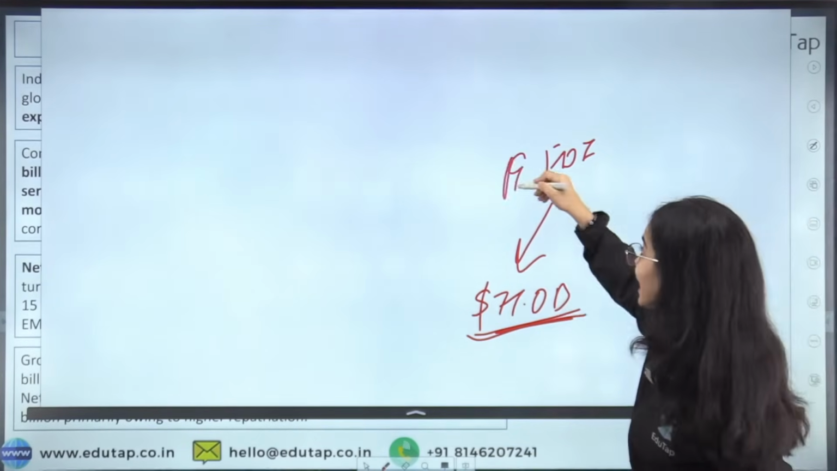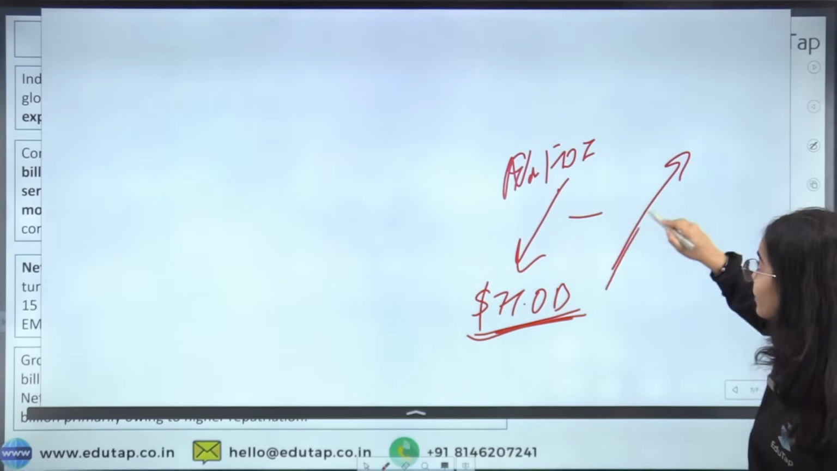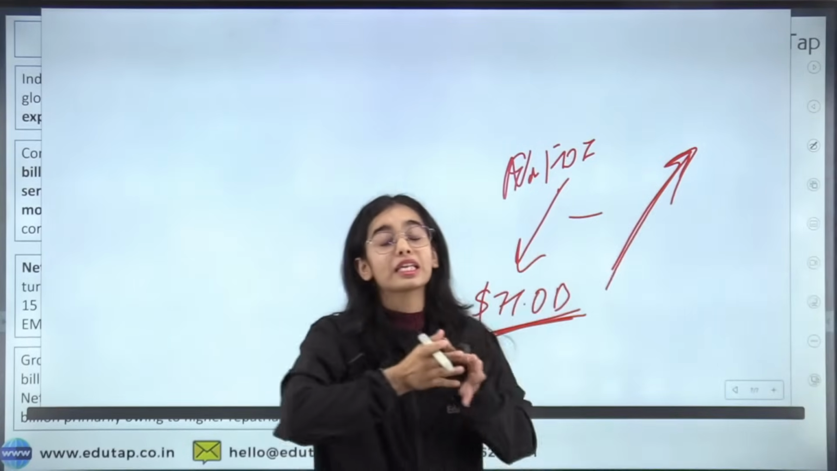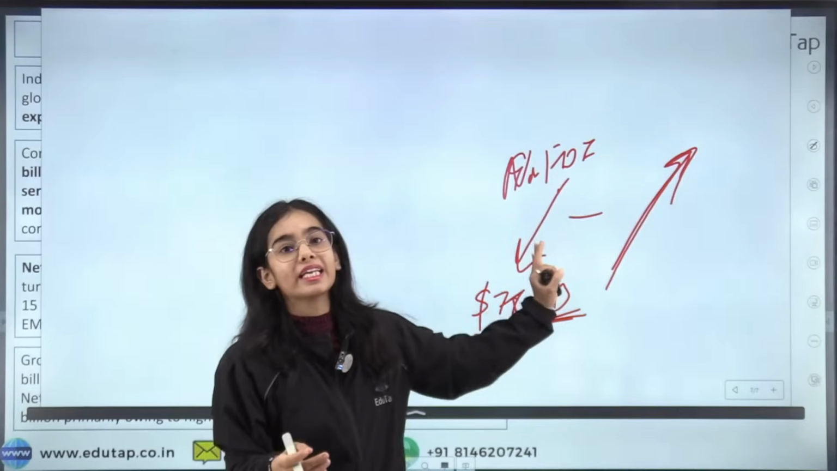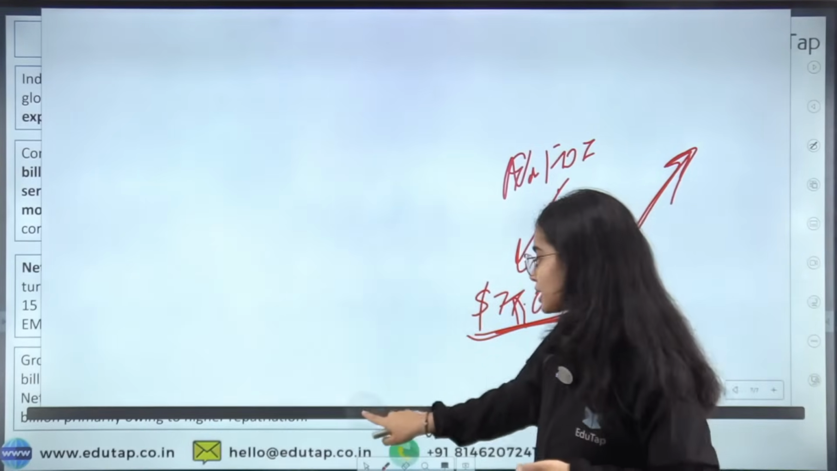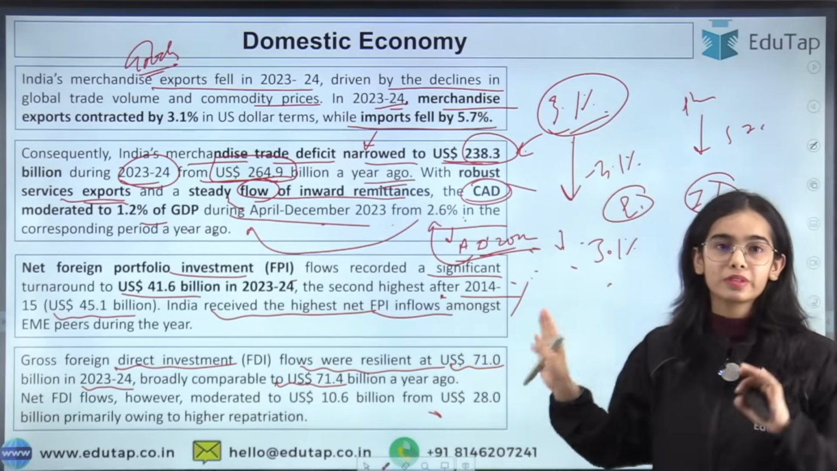But if we see the net, it means what has come in minus what has gone out. The FDI that has been done by Indian investors in other countries is huge, due to which net FDI has decreased from the previous level. So that data point we are going to see in the coming slides also. This is the idea mainly.